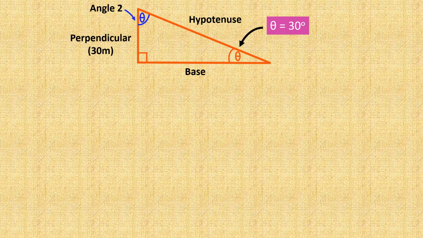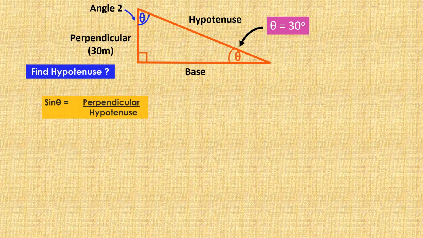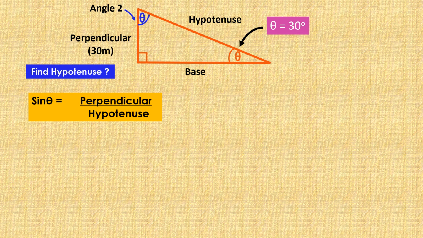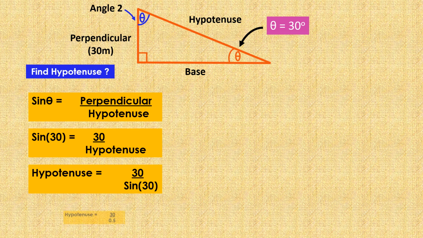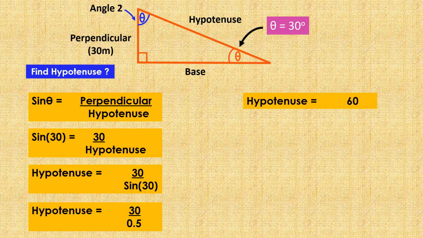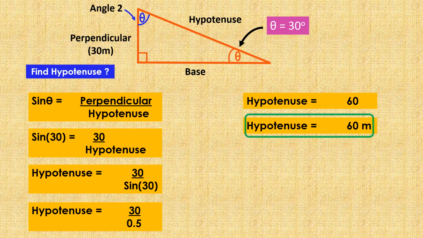So let's say we have to find the hypotenuse of this same triangle. We can use a sine function now because we know that the perpendicular is 30 meters, the angle is 30 degrees, and we want to find the hypotenuse. By using the sine function, we get the hypotenuse value of 60. We use the unit with 60 and we get 60 meters. So the hypotenuse is 60 meters in length.